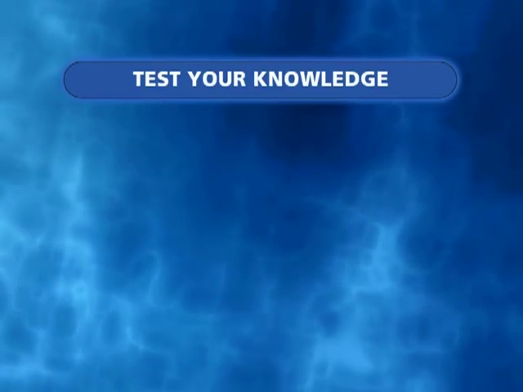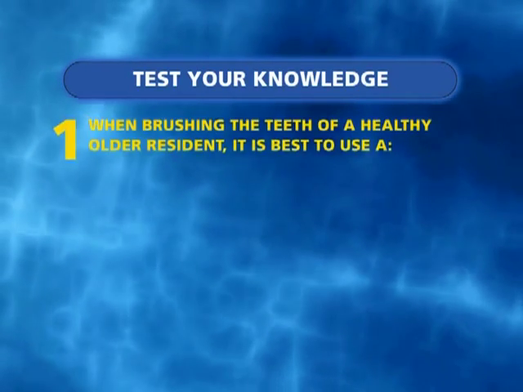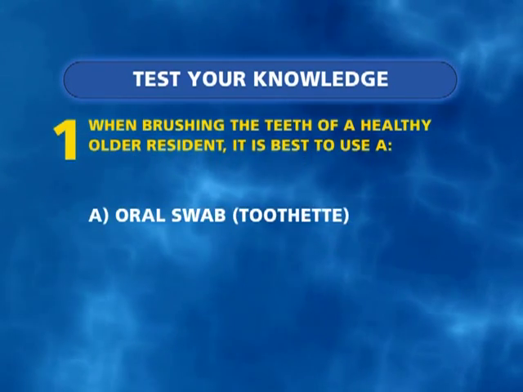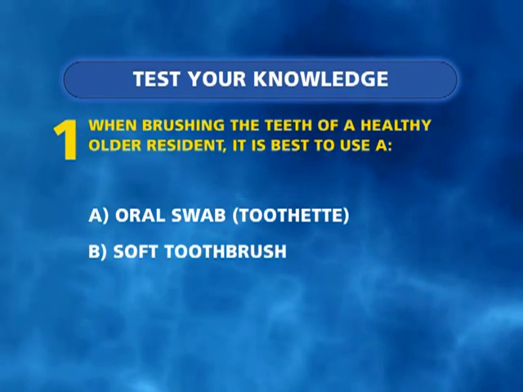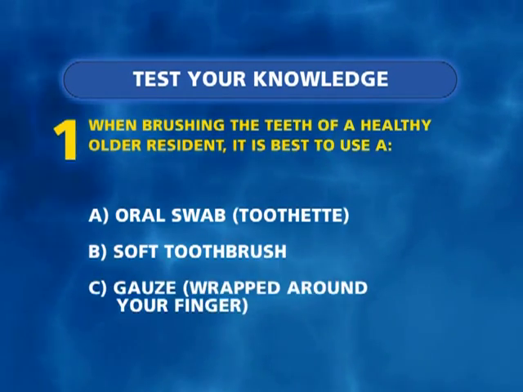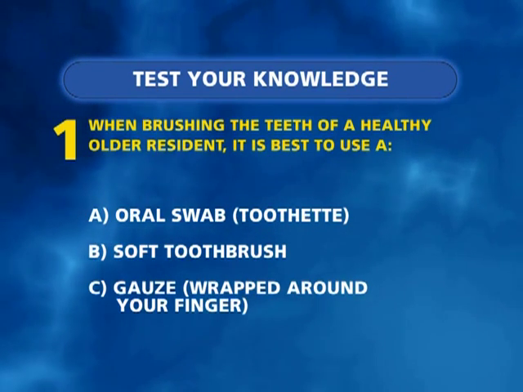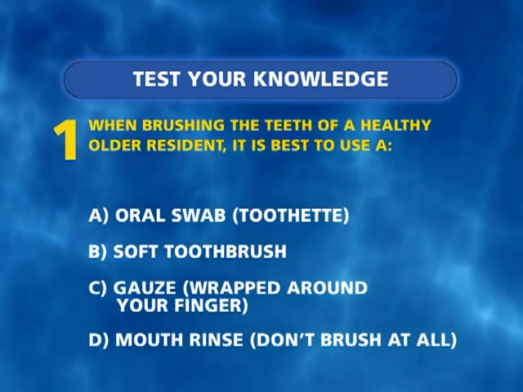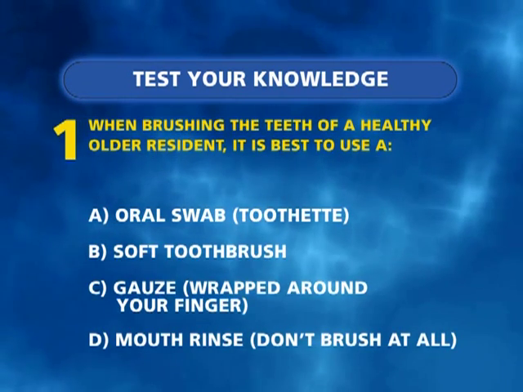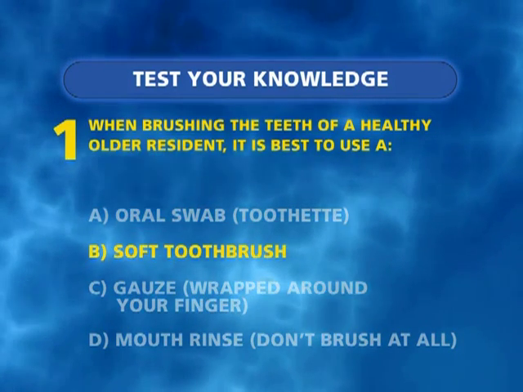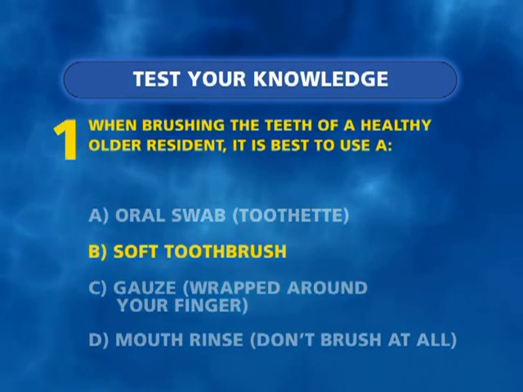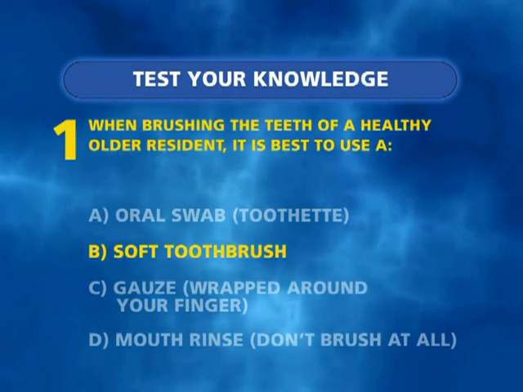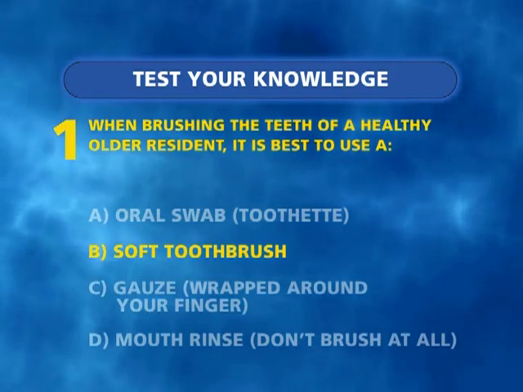Let's test your knowledge. When brushing the teeth of a healthy older resident, it's best to use A. Oral swabs, B. Soft toothbrush, C. Gauze wrapped around your finger, or D. Mouth rinse. Don't brush at all. The answer is B. Soft toothbrush. Oral swabs and gauze are helpful in removing pocketed food from the mouth, but the bristles of a soft toothbrush are better for removing plaque and stimulating gum tissues.